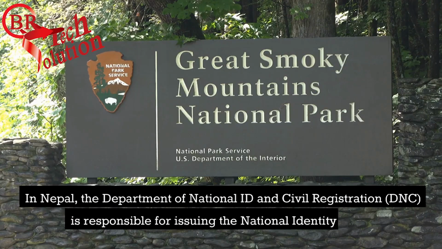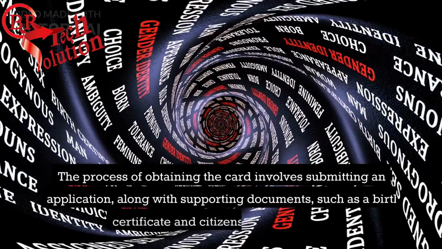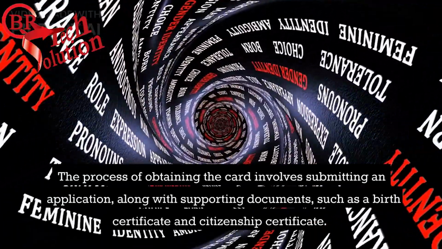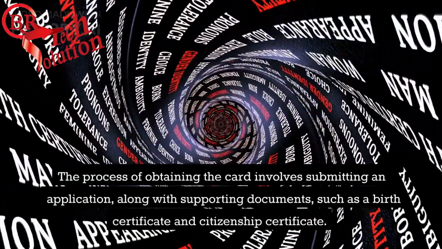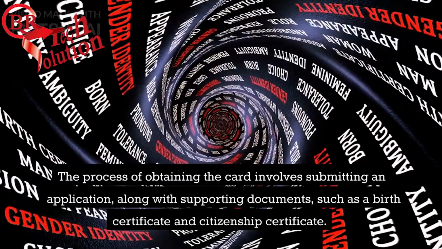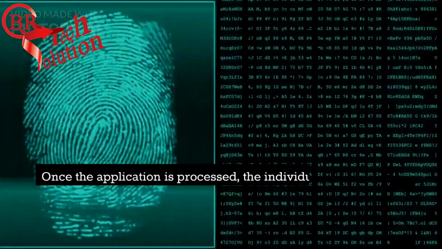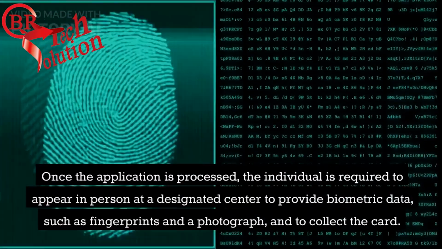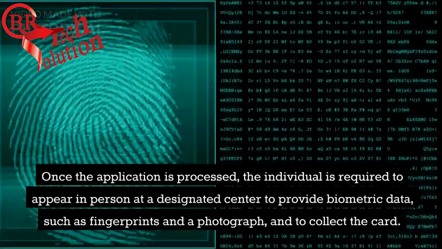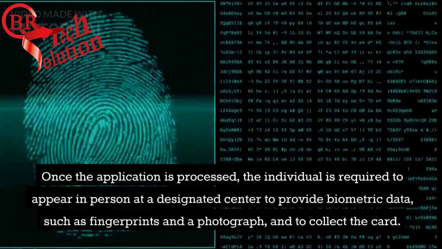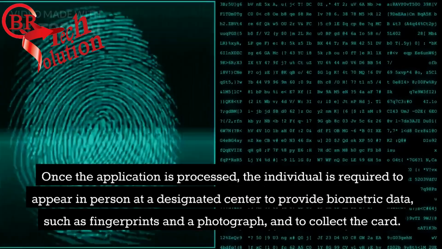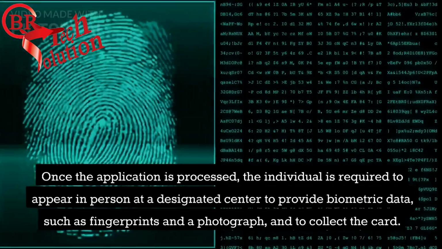In Nepal, the Department of National ID and Civil Registration, DNC, is responsible for issuing the National Identity Card. The process of obtaining the card involves submitting an application, along with supporting documents, such as a birth certificate and citizenship certificate. Once the application is processed, the individual is required to appear in person at a designated center to provide biometric data, such as fingerprints and a photograph, and to collect the card.